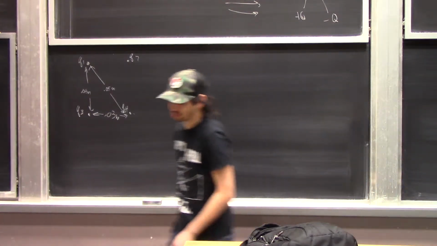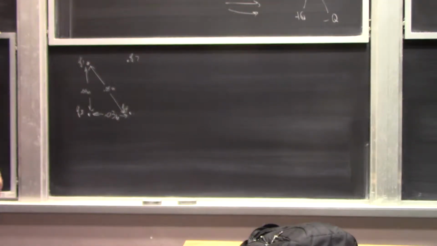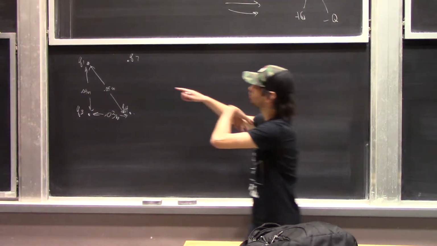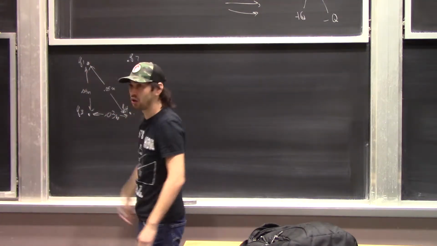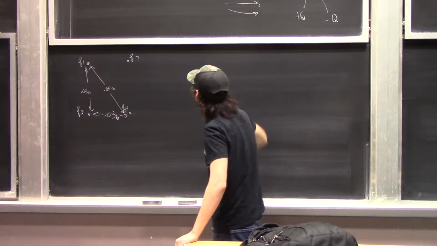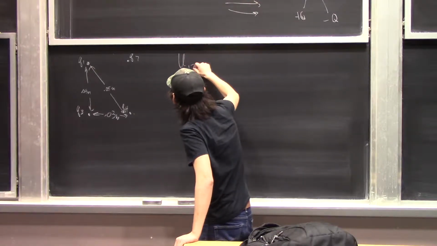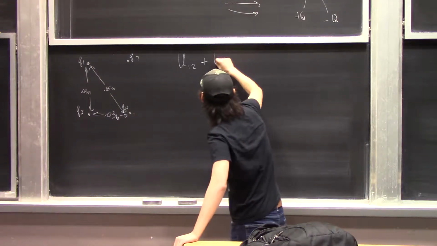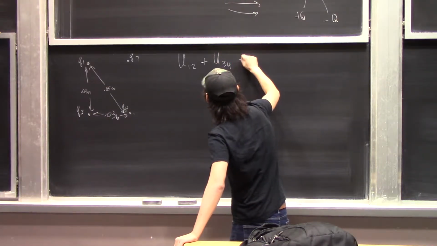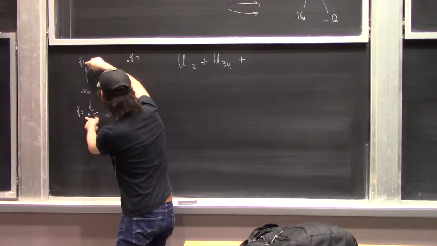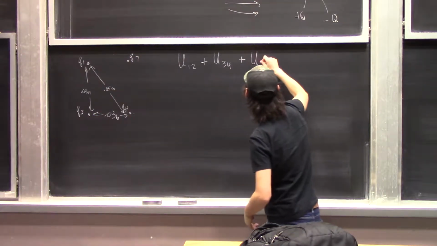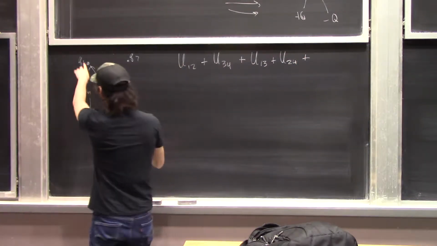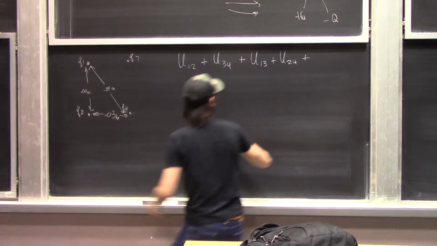Okay, so let's go ahead and talk about this one, and then we'll move on to the next one. So in order to find the potential energy of this entire system, what we need to do is to find the sum of the potential energies between all of the charges. And so in order to do that, what we really want to do is to find the potential energy between 1 and 2, and add that to the potential energy between 3 and 4. Add this to the potential energy between 1 and 3, and 2 and 4. And then also add in the potential energy between 1 and 4 and 2 and 3.